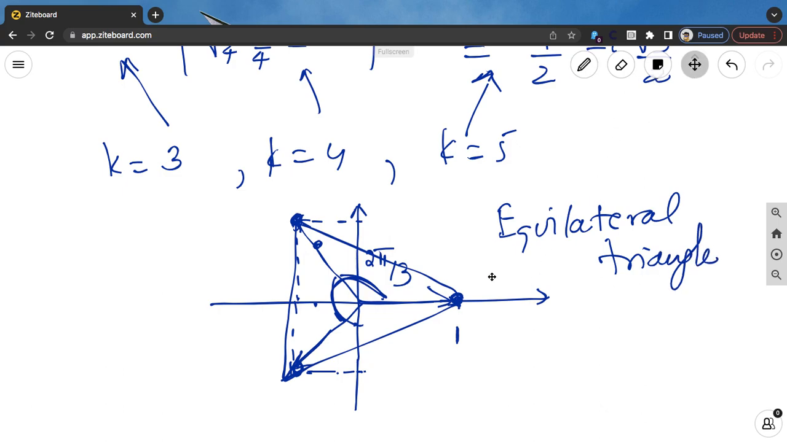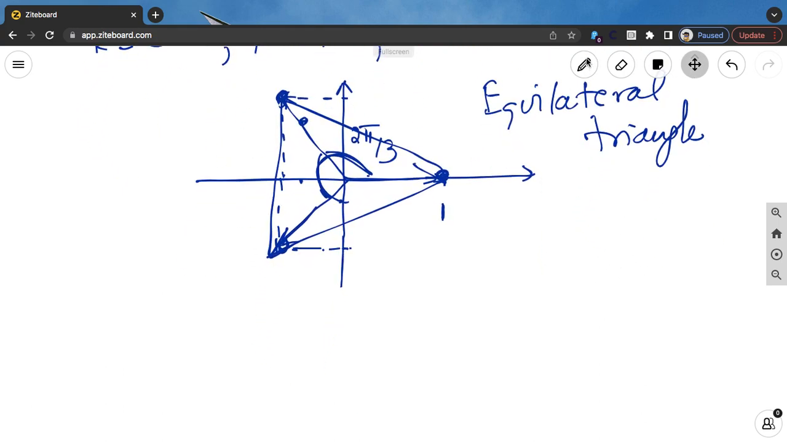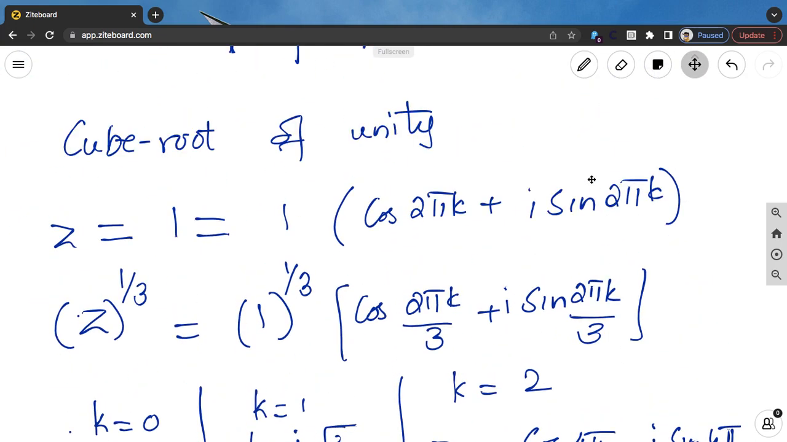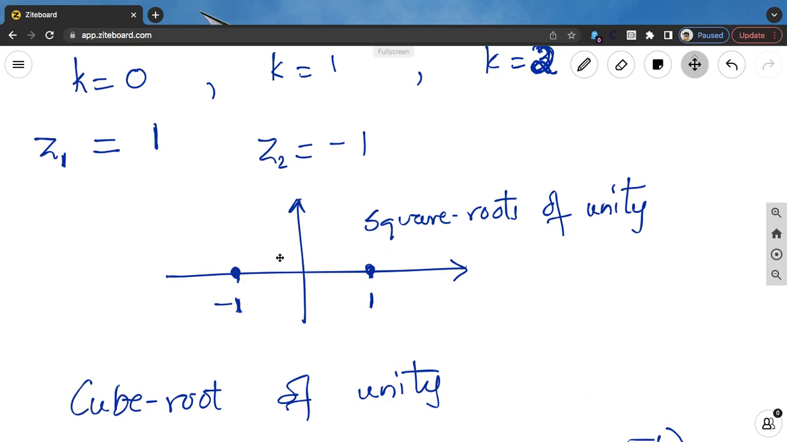Okay, let me try the fourth root of unity. So let me go back and show you, when I had the square root of unity, I had 2 roots, plus 1 and minus 1. And again plus 1, minus 1, plus 1, minus 1. So I'm on a circle of radius 1 and I'm going on repeating.